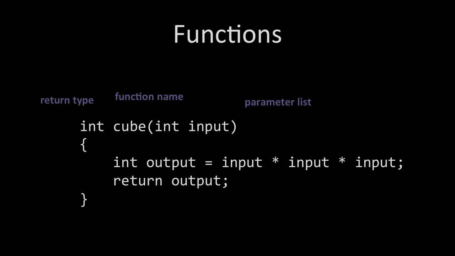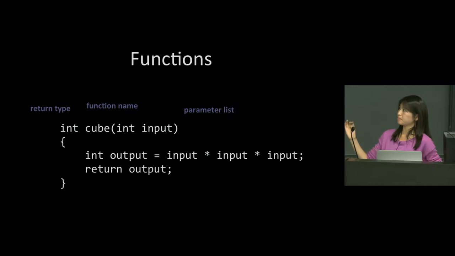Cool. So just like you can use a function that's written for you, you can also write your own function. This is a function that someone might have written to calculate the volume of a cube, for example. We have our return type, in this case int, our function name cube, and our list of parameters. Note that you have to write the data type of the parameter you want to use, or else the function doesn't know what kind of parameters it should be accepting. So in this case, we want an integer as our input.